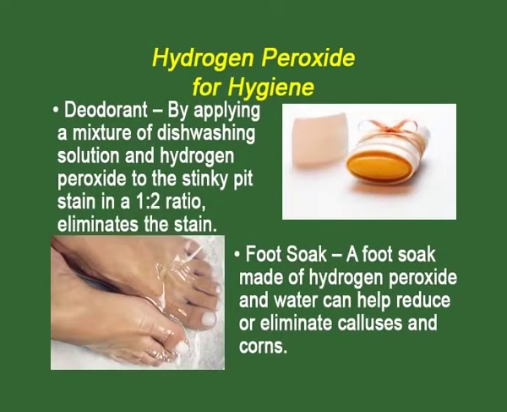It also works as a deodorant. Applying a mixture of dishwashing solution and hydrogen peroxide in a 1:2 ratio to the stinky pit stain eliminates the stain. A foot soak made with hydrogen peroxide and water can help reduce or eliminate calluses and corns. It whitens nails by applying a cotton ball soaked in hydrogen peroxide.